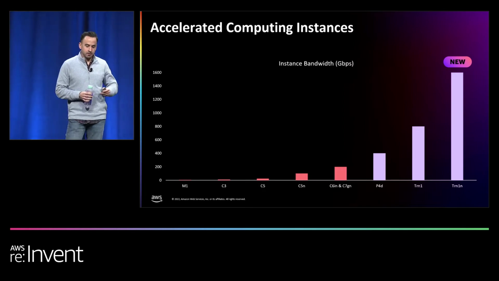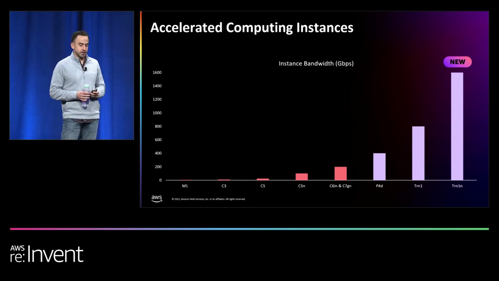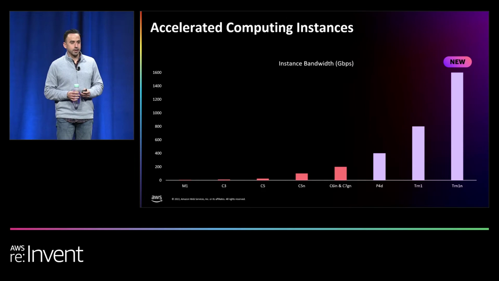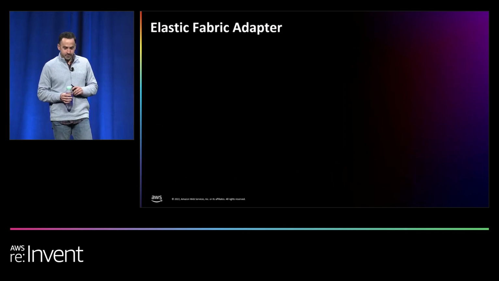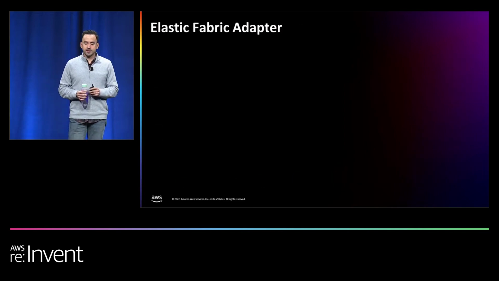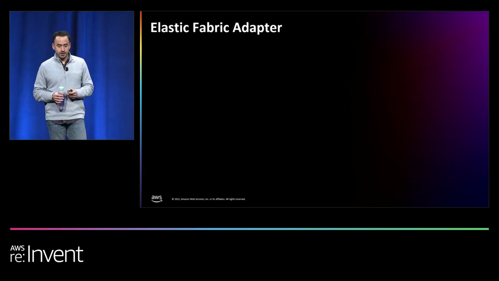Additionally, as you can see here, with accelerated computing instances, we're able to achieve up to 1,600 gigabits per second of network bandwidth with the latest generation of Trn1 instances, which were announced earlier this week. And as Dave said, I think more to come. These accelerated computing instances take advantage of the Elastic Fabric Adapter, another networking innovation enabled through Nitro.